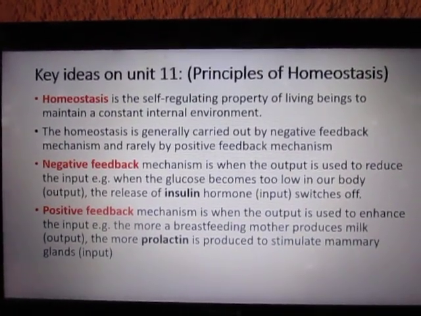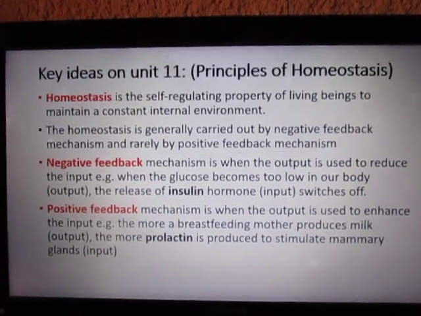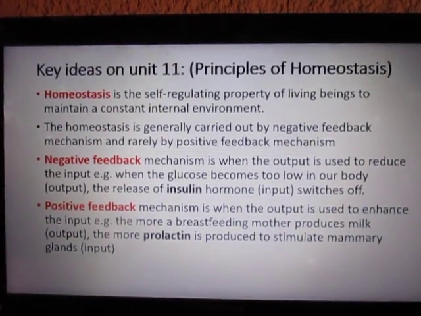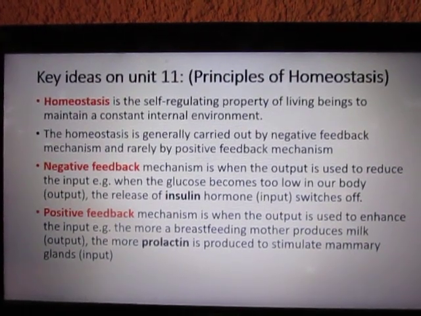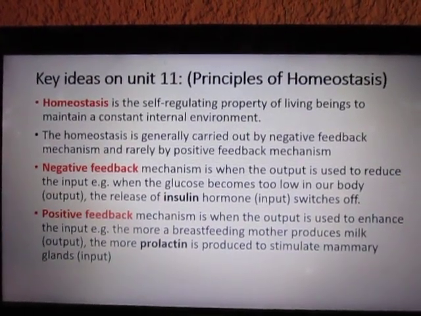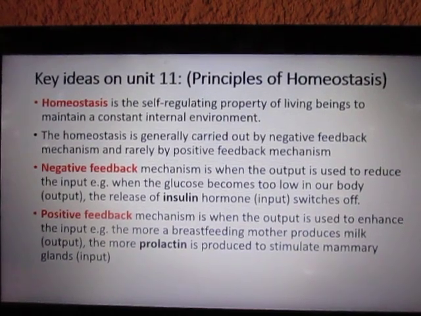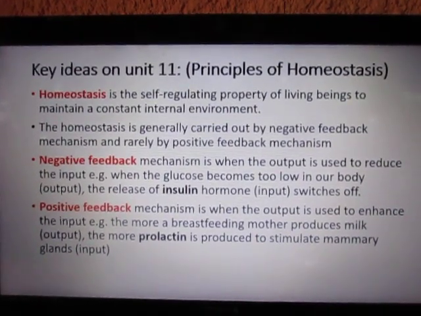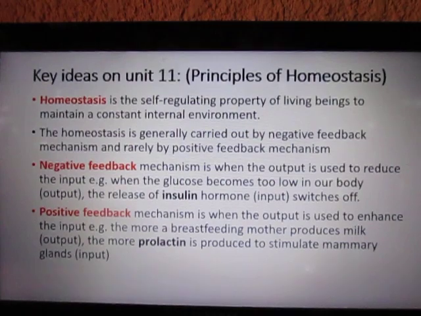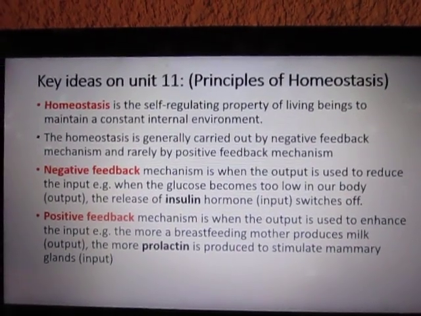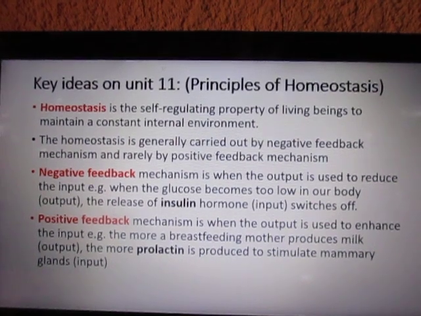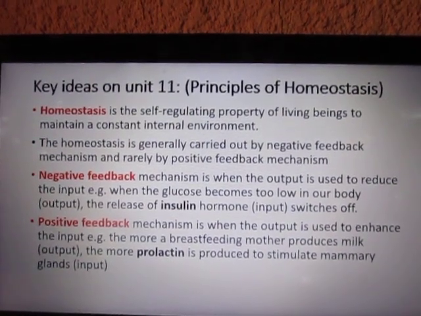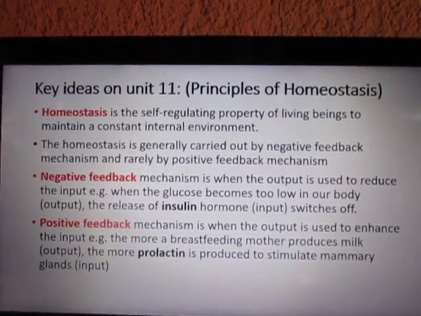Homeostasis is generally carried out by a mechanism known as negative feedback. We can also find positive feedback. What is the difference? A negative feedback mechanism is when the output is used to reduce the input. The terms seem a bit confusing, but we can understand it through this example.